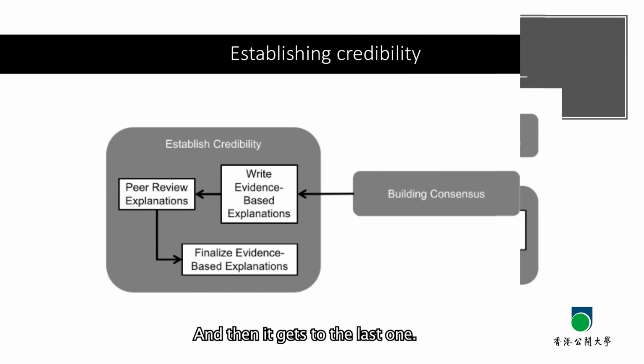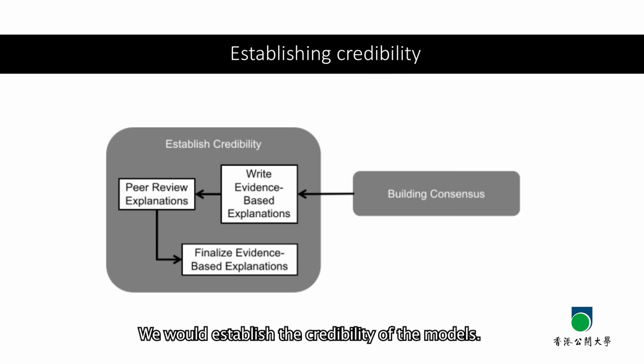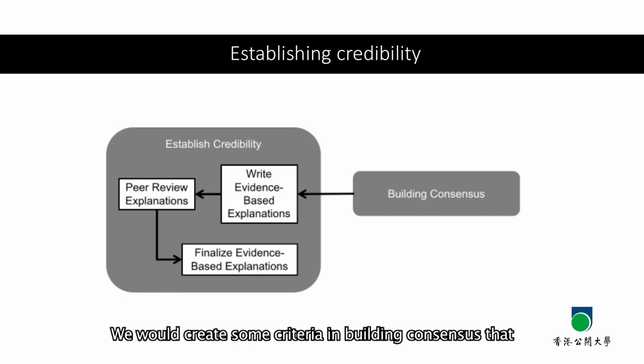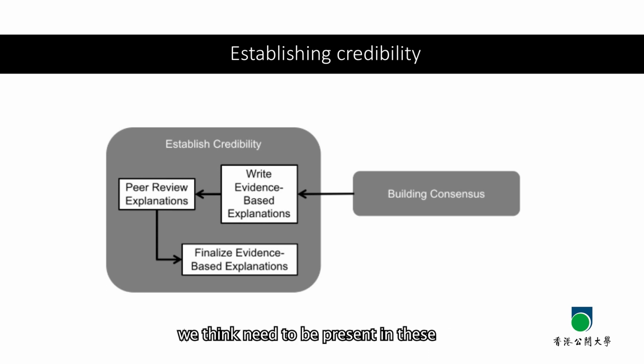And then it gets to the last one. And then we'd establish the credibility of the models. And then we also do a little bit of transition here. So we would create some criteria in that building consensus that we think needs to be present in these final evidence-based explanations we're going to ask students to create. But in that building consensus practice, we would do that at a group level. So we would go back and renegotiate what their models look like in groups.